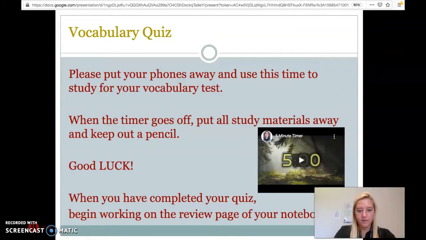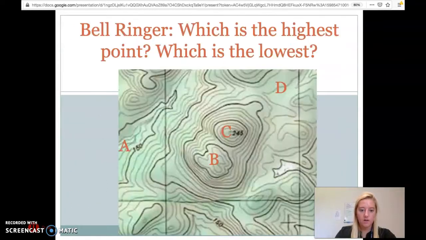Alright, we are not doing a vocab quiz today. Instead, we're moving on to our bell ringer. So I would like you to predict to me which is the highest point on the map and which is the lowest. So pause the video, write this in your bell ringer spot. You can write highest and then the letter, lowest, and then the letter.